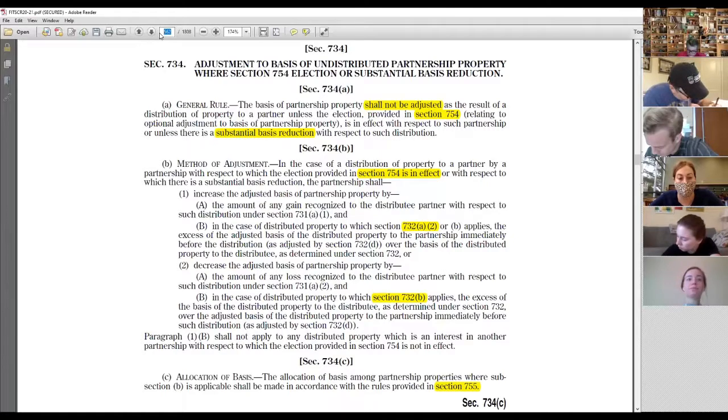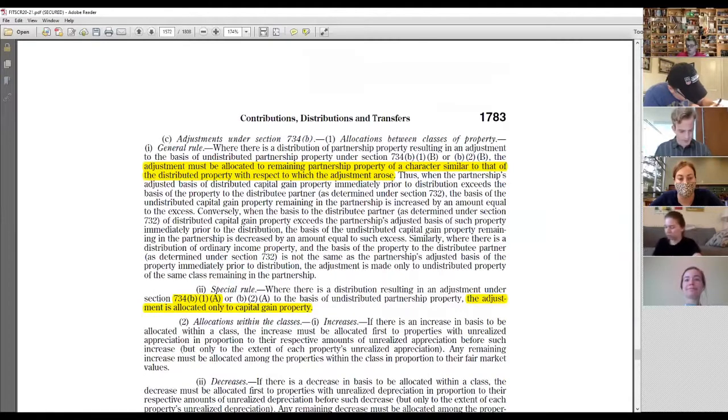1.755-1C. C1, one little i, where there's a distribution of partnership property resulting in an adjustment to the basis of undistributed property under 734B1 cap B. That's us. That's what just told us to increase it by 20. Then the adjustment must be allocated to remaining partnership property. So that's properties number 2 and 3. We never increase basis of cash.